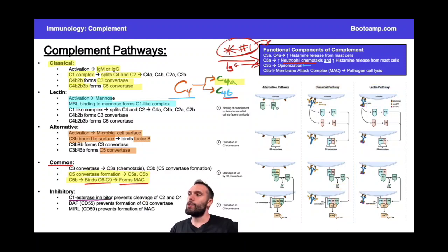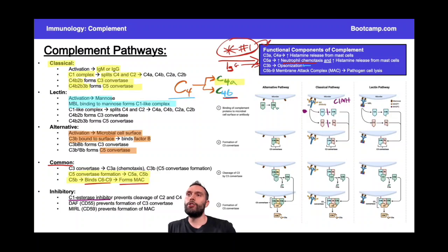Okay, so the C1 esterase inhibitor, and we'll talk about the relevancy of this with C1 esterase inhibitor deficiency, but the C1 esterase inhibitor is going to prevent this first step. So if I had some C1 inhibitor here, it would essentially inhibit what this C1 component is doing. And what is it doing? It's cleaving C4 and C2, right? So it's inhibiting this step.